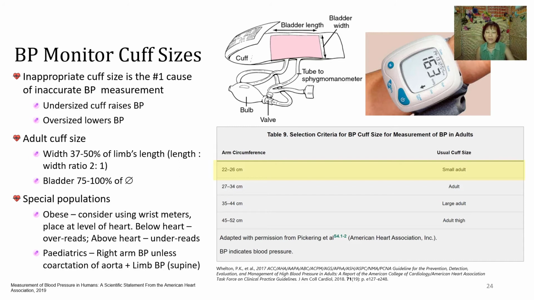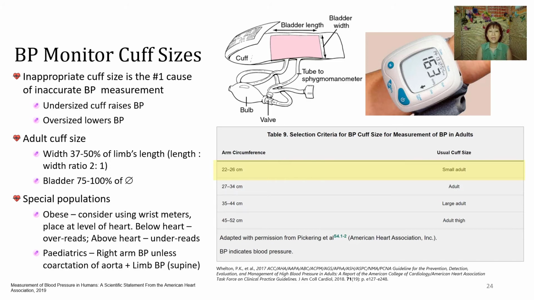If you place it at any other levels, then the readings are not going to be accurate. If you place your wrist meter under the heart, then it overreads, because the pressure is actually higher than at your heart level. When you place it over the heart, then of course the pressure is lower and therefore it will underread as well.